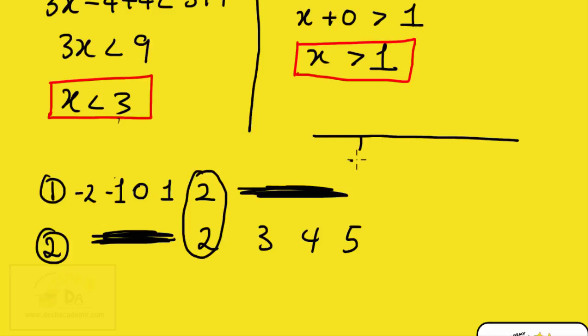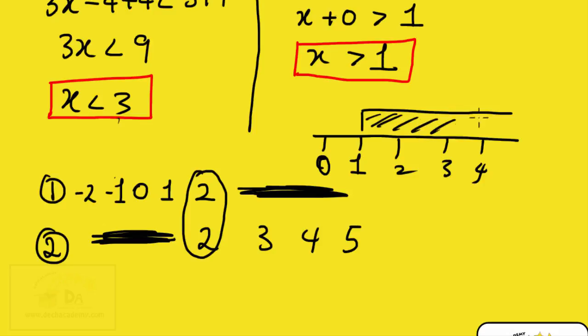So where's 1? If 1 is here, we have 2, 3, 4, and we have 0. When x is greater than 1, we have solutions in this region. So I'm going to shade the region x is greater than 1. So numbers like 2, 3, 4, 5, and so on satisfy this inequality. For the other inequality, x is less than 3, we have to be in this shaded region.